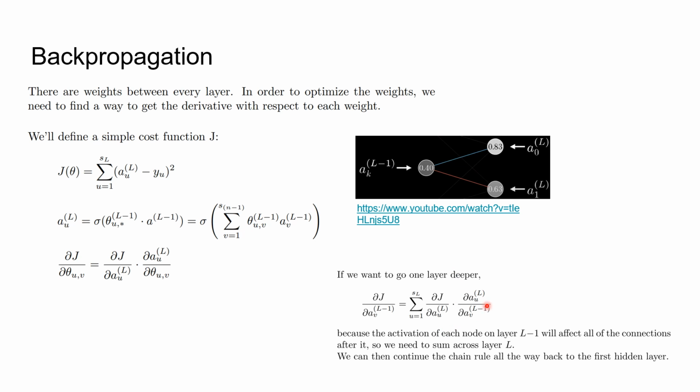And you can do this chain rule all the way back to the input layer, and that is your full backpropagation method. Now that we have every single partial derivative, we can do gradient descent for each weight. And that's about it. That is linear regression and neural networks in a nutshell.